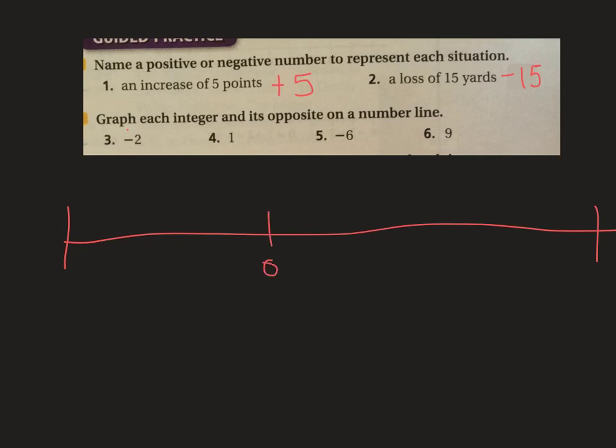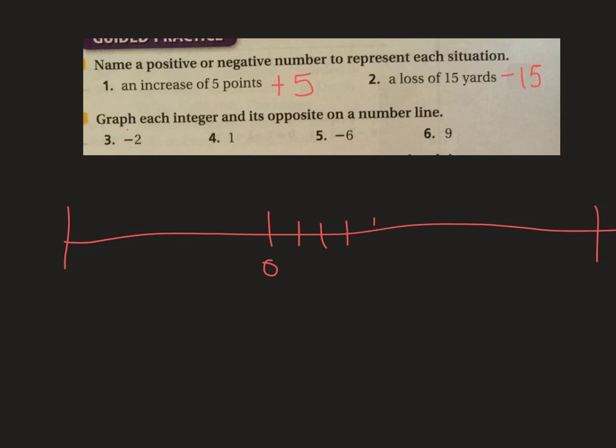Name a positive or negative number to represent each situation. So if we're talking about an increase of 5 points, I would say plus 5. A loss of 15 yards, that would be negative 15. Now if we want to graph each integer and its opposite on a number line here, let's first draw out our number line. Ooh, I got to get up to positive 9. I'm going to put 0 about right there.